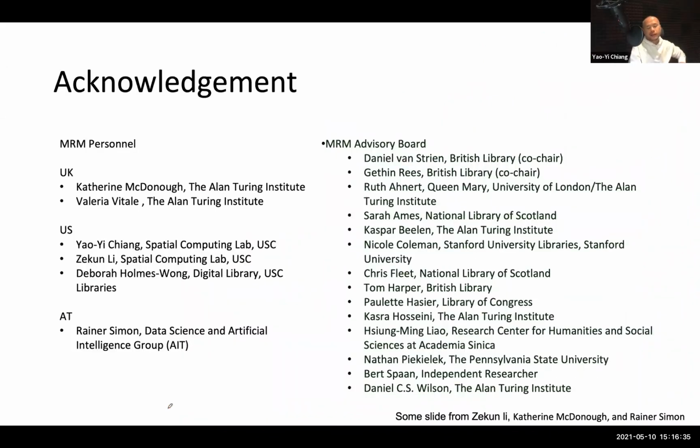So, acknowledgements. For the MRM project, in the UK we have Kathy McDonald and Valerie Vitali. In the US, we have me and the Spatial Computing Lab at USC. We have Zai-Kun Lee and Deb Holmes Wong. In Austria, we have Rainer Simon, who is mainly in charge of developing Recogito. He is the person behind Recogito. He has been working on this for many, many years.